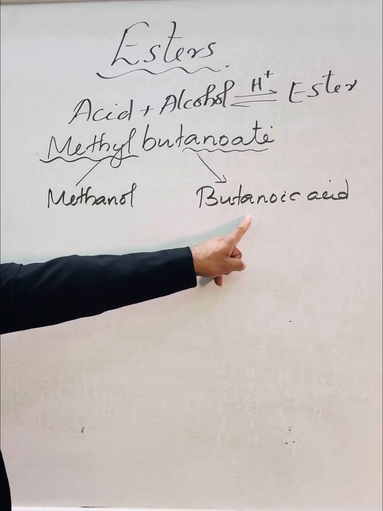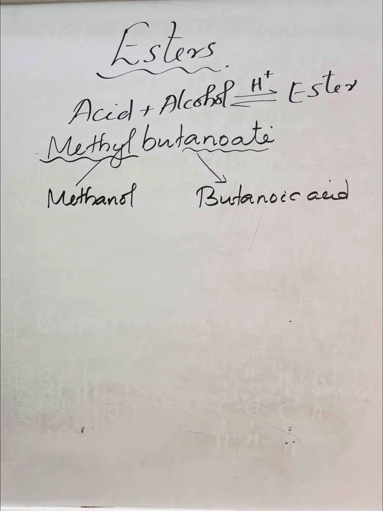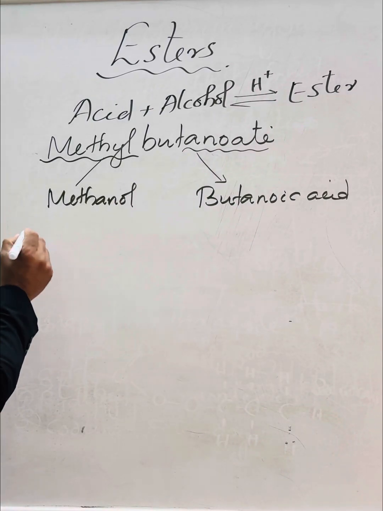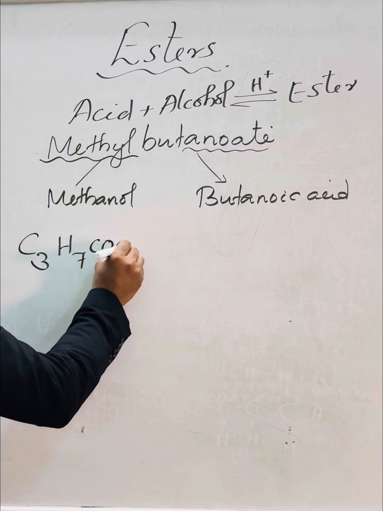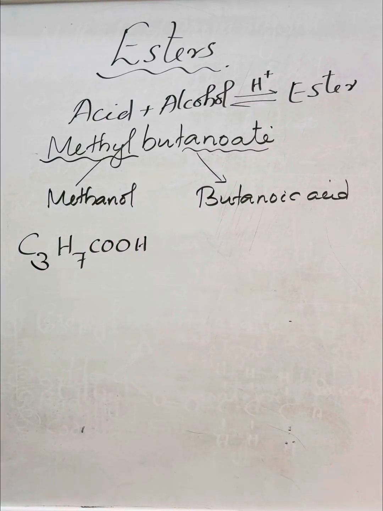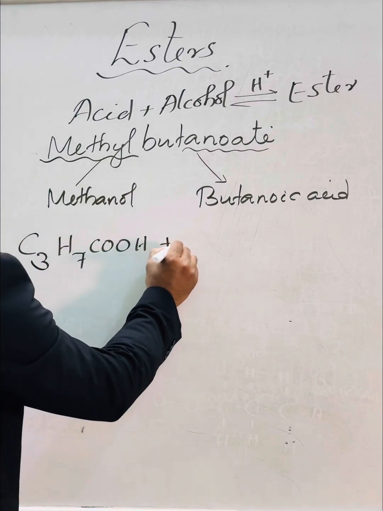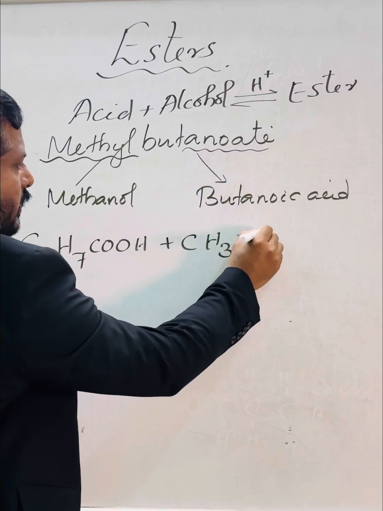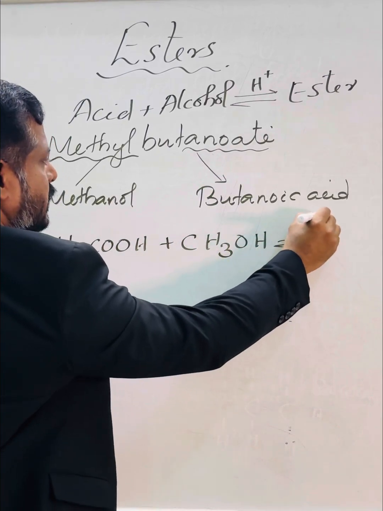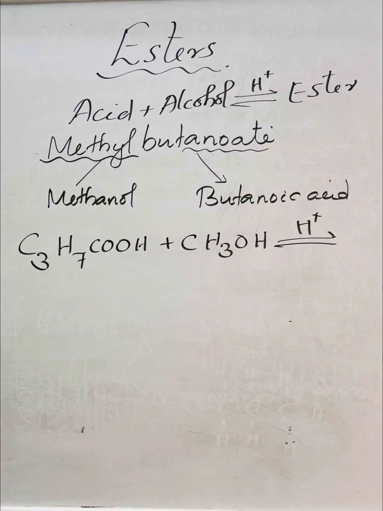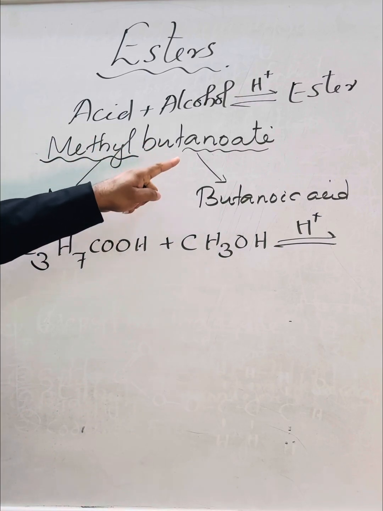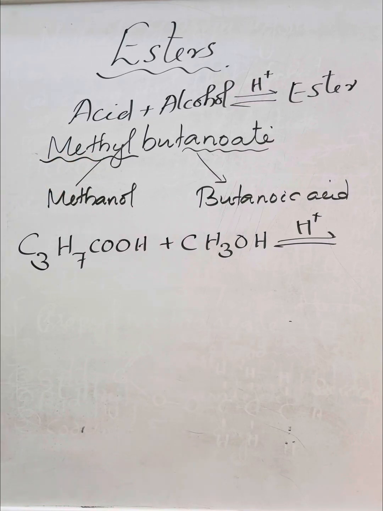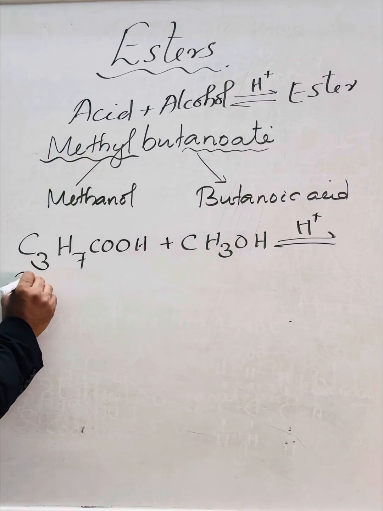Now, which acid did I use? Butanoic acid. The formula of butanoic acid has 4 carbon atoms, right? C3H7COOH. Butanoic acid reacts with methanol in the presence of acid. When we are writing the formula, the acid part is first, right? So which acid is there? Butanoic acid. That is this part.